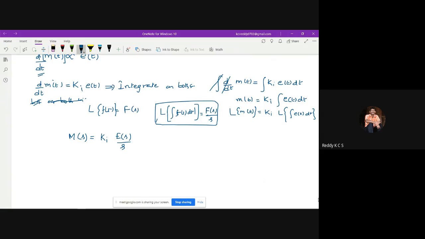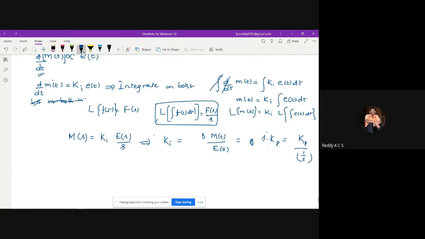So by taking this ki, integral time constant will become s into m of s divided by e of s, which is equal to s in R. You can say m of s by e of s is equal to kp, right? So s into kp. So when I write in time constant, t is equal to 1 by s, so this can be written as kp by 1 by s.